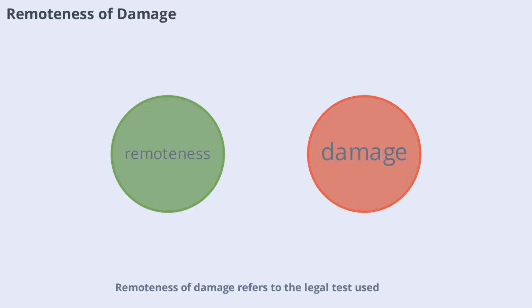Remoteness of damage refers to the legal test used to decide which losses caused by breach may be compensated. The rules, established in Hadley v. Baxendale, distinguish between losses arising naturally and those from special circumstances.